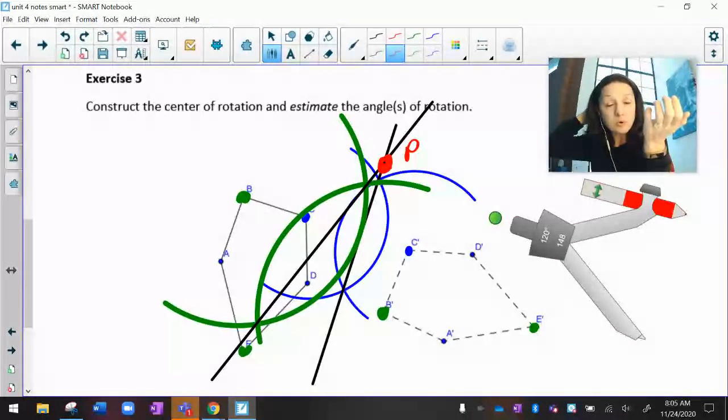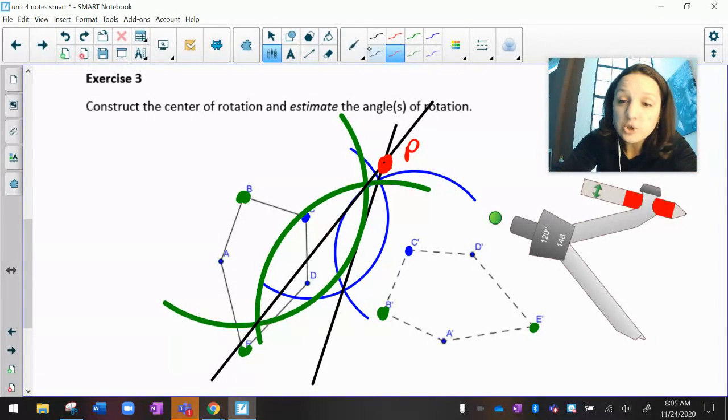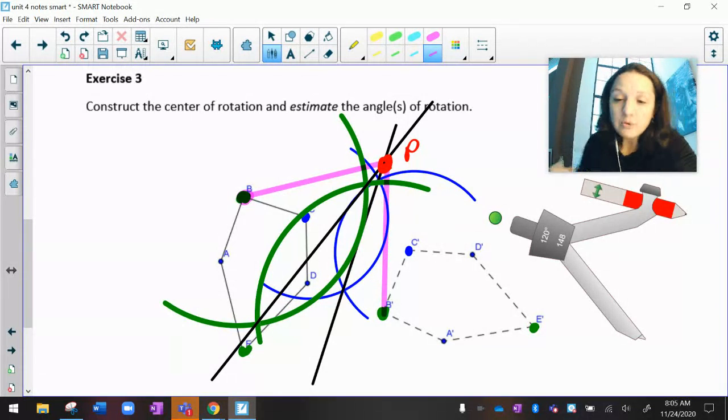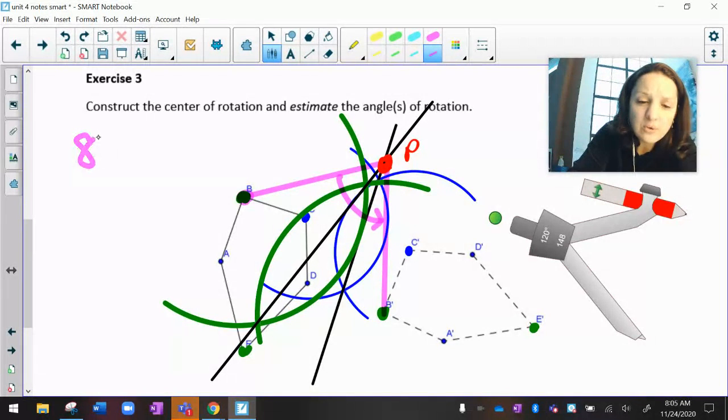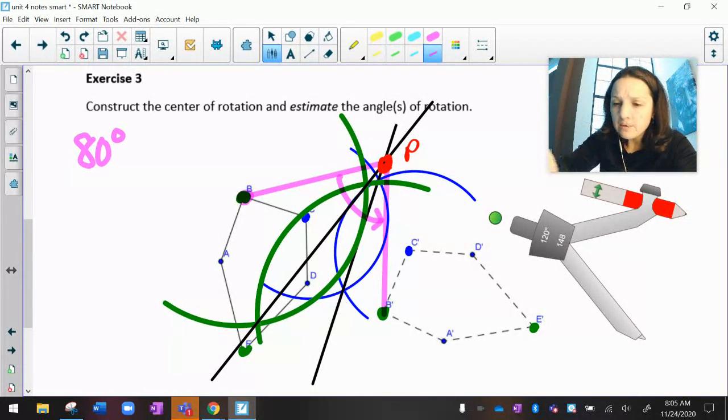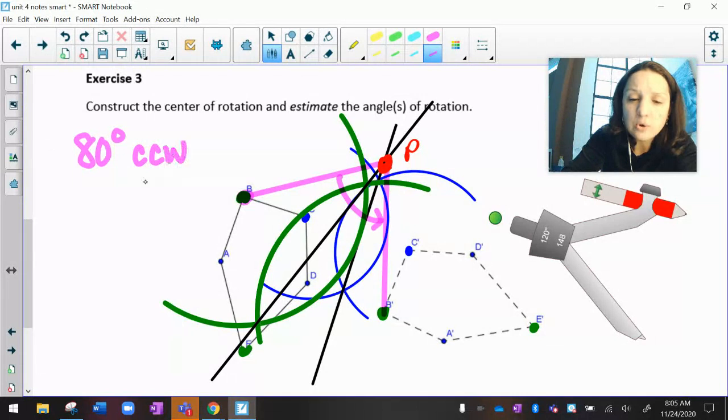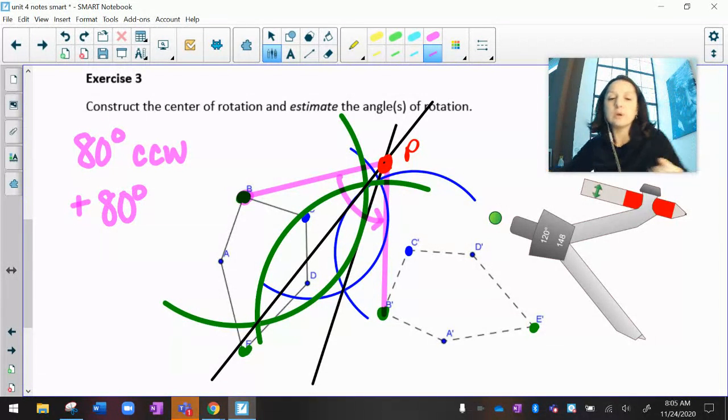Now, this question also asks us to find the angle of rotation. And so to find an angle of rotation, you want to connect a point on the pre-image, let's say B, to the center, to the corresponding point on the image. So this arc right here, that would be my angle of rotation. And let's see, that also looks like less than 90. So let's say this is another like 80-degree angle of rotation. And if I think about that, that's not how a clock works. So this would be 80 degrees counterclockwise or a positive 80-degree rotation.